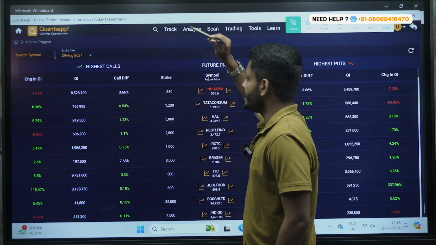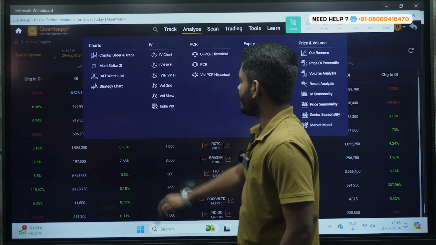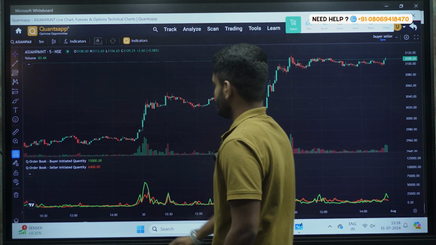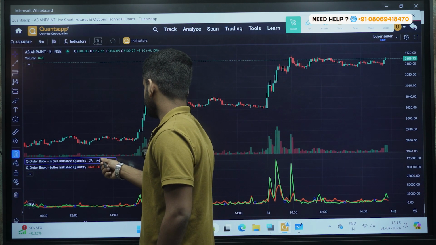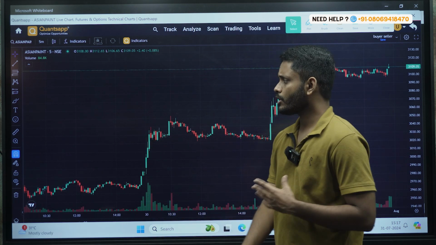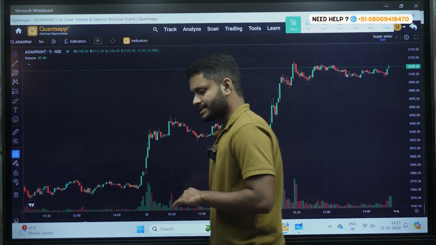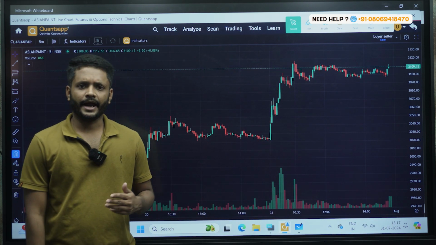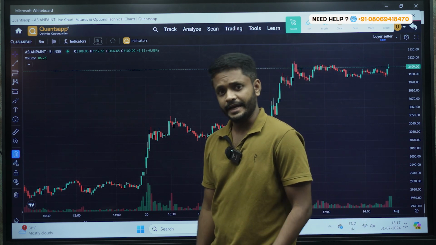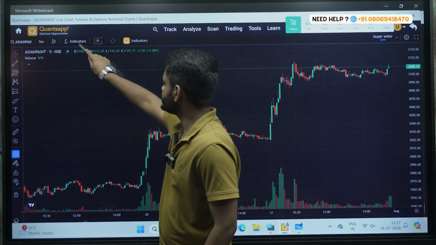Okay, so let's go and check out the order book data now. Click on analyze and click on chart, order and trade. So this chart, order and trade, this order book data, I have discussed n number of times in index. Today we'll discuss it in stocks. If you want to check it out in index, you can definitely do that as well. First let me tell you how to plot this indicator.